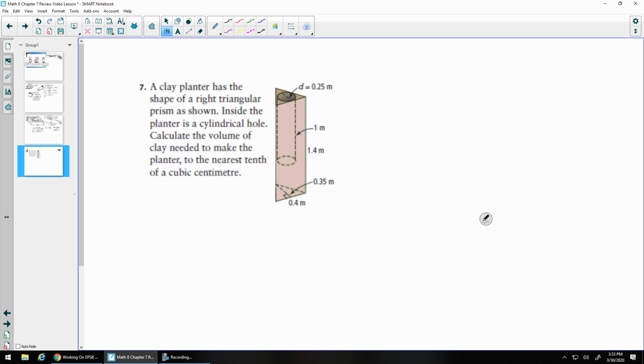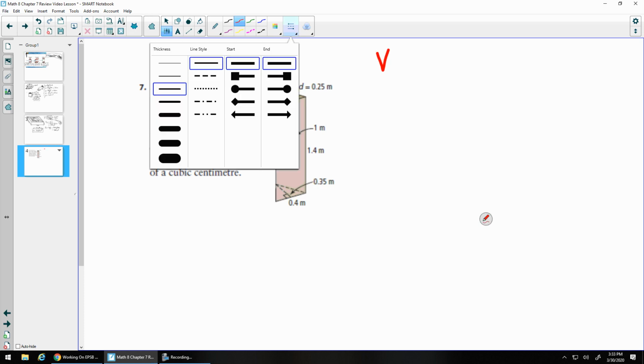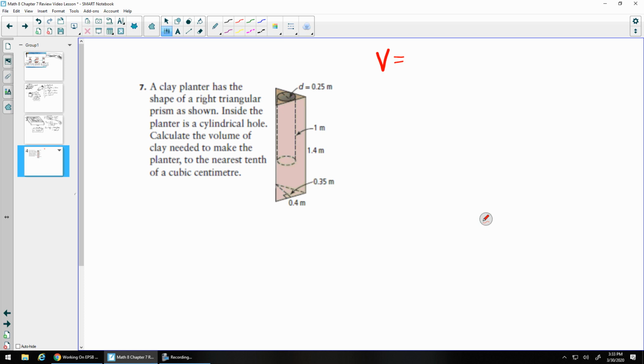So there's lots of numbers on this diagram, so we need to figure out what we need. Now in this case, knowing our equation for volume, our equation for volume is area of base.